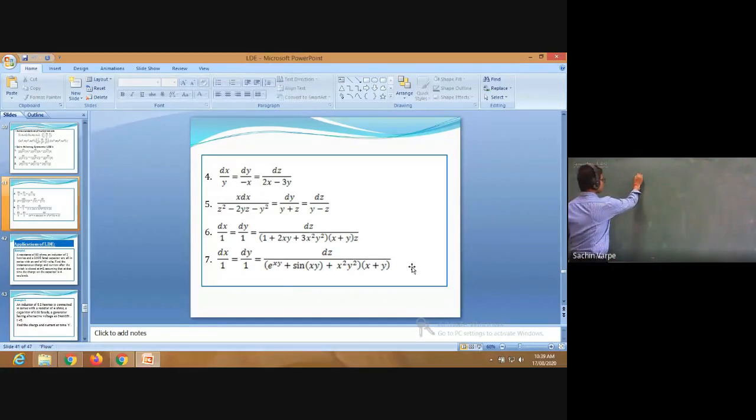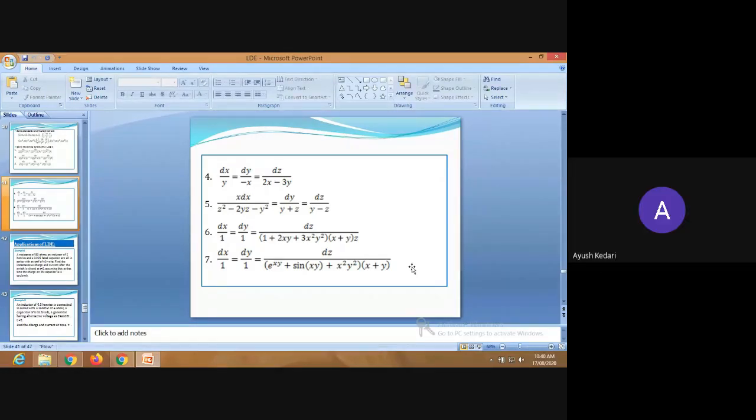The first solution was x minus y is equal to c1. That is okay. Now to get the second solution, please try to get the thing what we are doing. This is a completely different method or different example. So we are having dx by 1 is equal to dy upon 1 is equal to dz upon (1 plus 2xy plus 3x square y square) times (x plus y) into z.